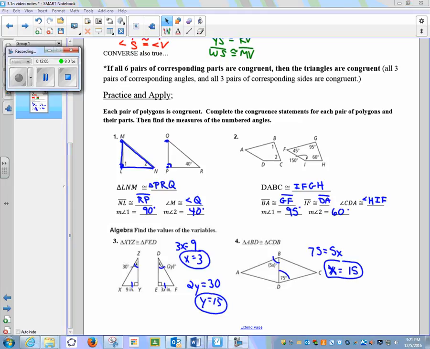Okay, just check your answers here. Make sure they make sense to you. And that's it. Just two things to take away. All the corresponding parts are congruent when you have congruent polygons: congruent angles and congruent sides. Those are the corresponding parts. And order matters. When you are writing a congruent statement, you have to make sure you put them in the corresponding order. Okay, see you tomorrow.